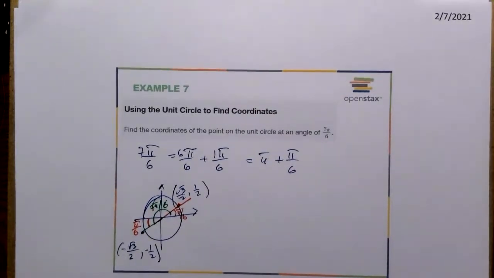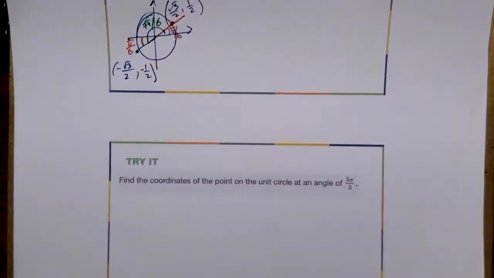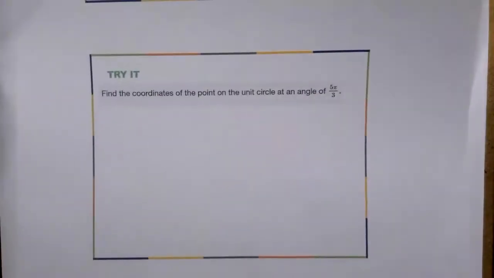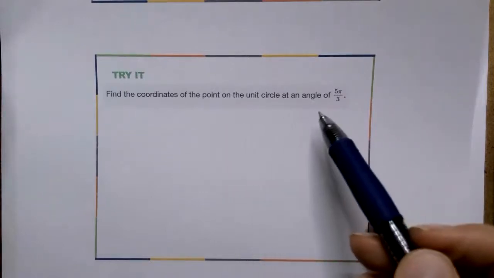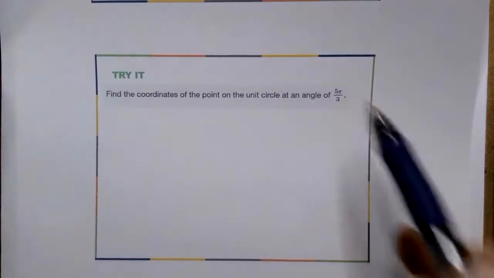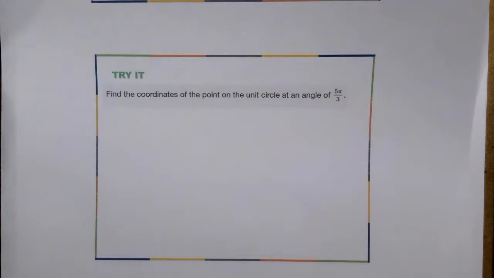I would like you to try by yourself, and here's the problem. Find the coordinates of the point on the unit circle at an angle of 5 pi over 3. Again, go ahead, pause here, and try it.